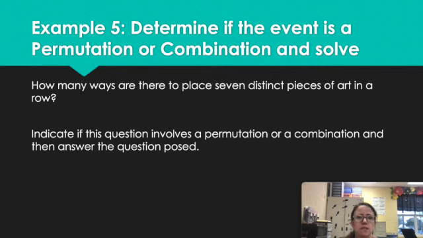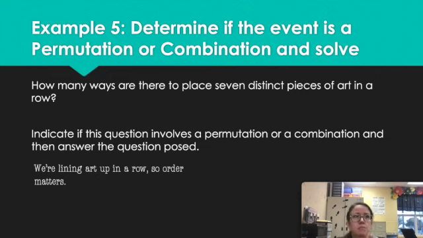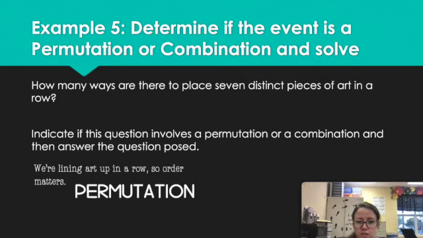All right. I liked to show this one because of this word, which makes it a little different. How many ways are there to place 7 distinct pieces of art in a row? So that's just saying there's 7 different ones. We're going to place them all in a row, so we're lining it up. So anytime books on a shelf, anything in a row, we're lining it up, order matters, so it's a permutation.